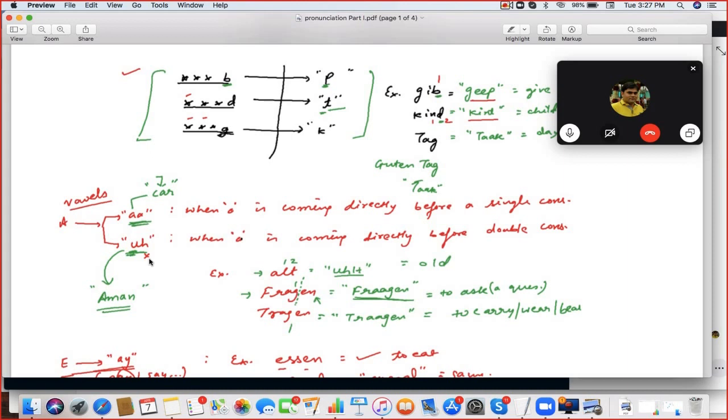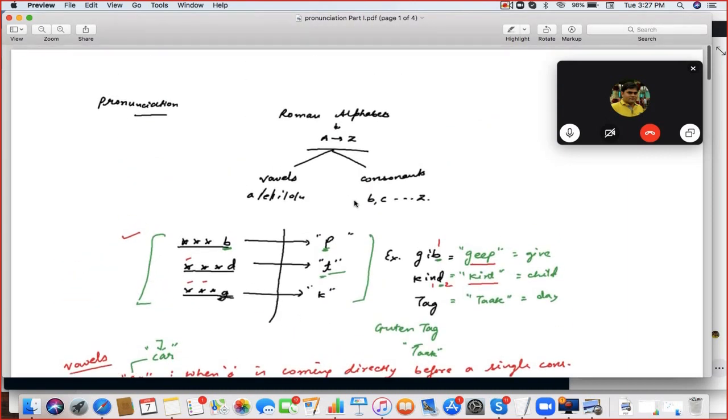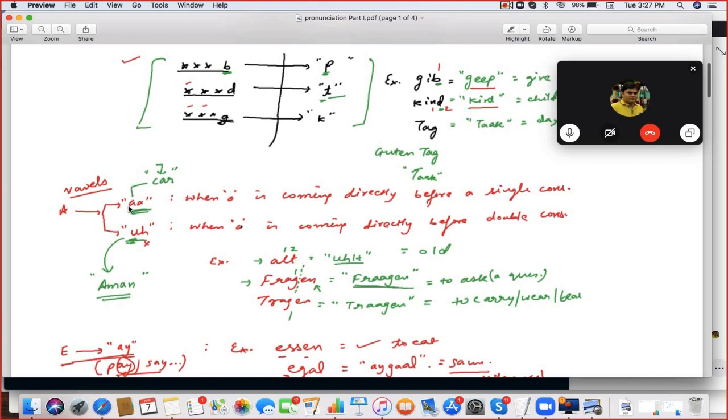Okay, so A has two sounds, A and A. After A, if it is a single consonant, it will have the first A sound, otherwise it will have the second A sound. So that is a trick. You have to count the consonants. Consonants are B, C, D till Z, right? So try to speak the first example.